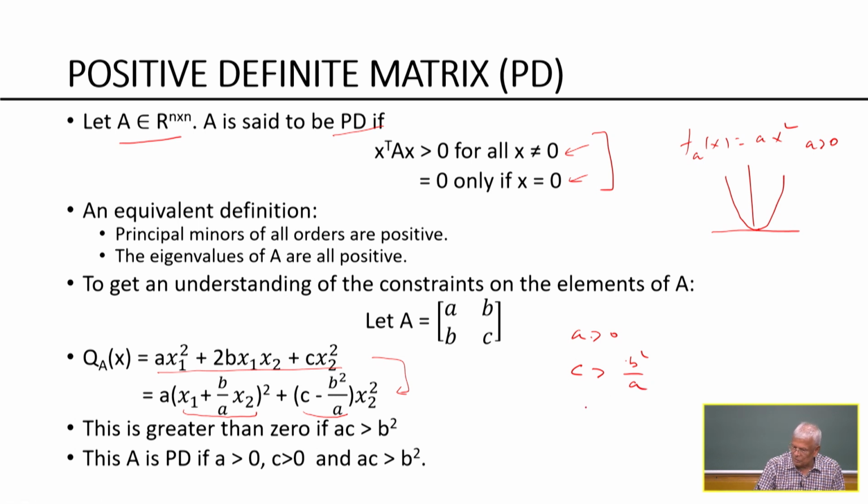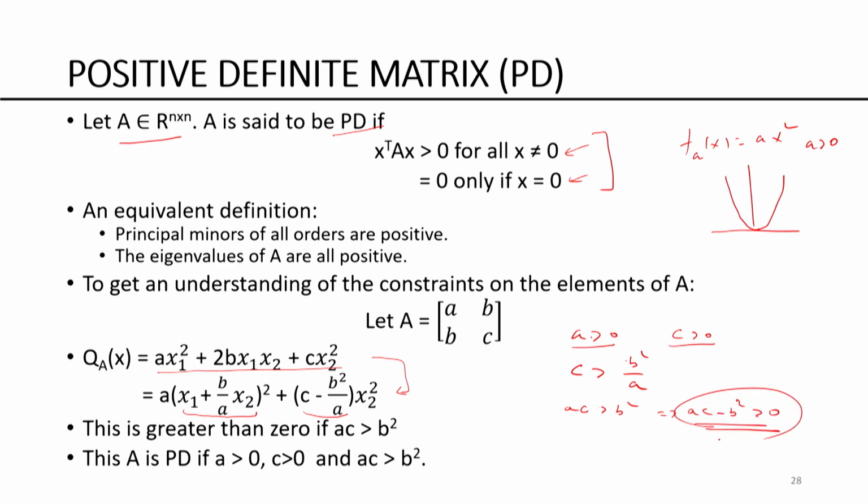So that is equal to ac must be greater than b square. And I also want my c to be positive because that's a principal minor of order 2. So a must be positive, c must be positive. The determinant of this, what is this? ac minus b square. If ac minus b square is greater than 0, this means ac minus b square must be positive. So this is principal minor of order 1, principal minor of order 2. Everybody? So that matches that.